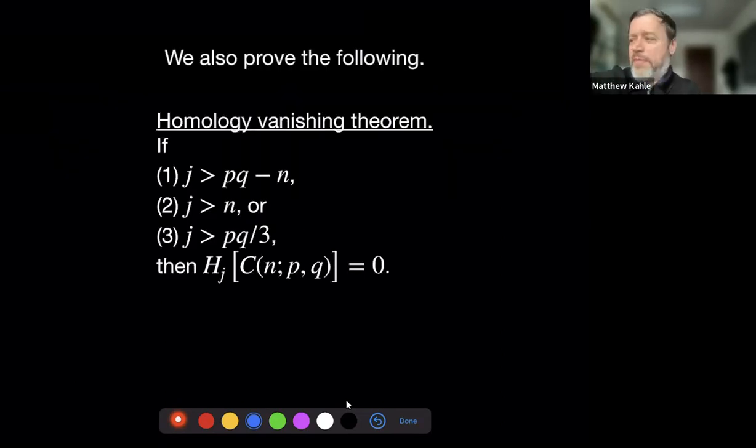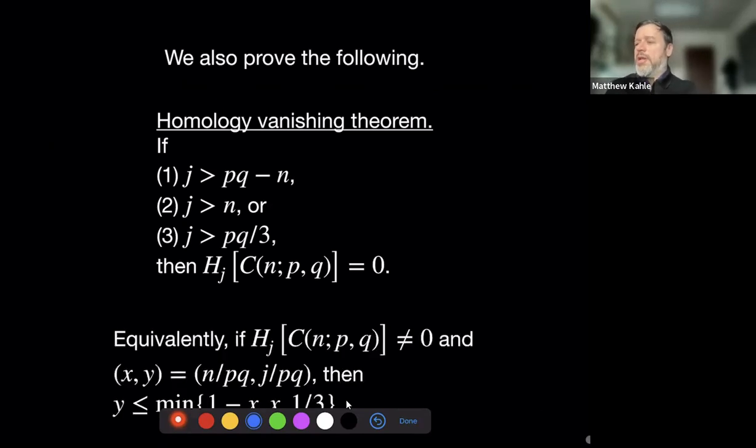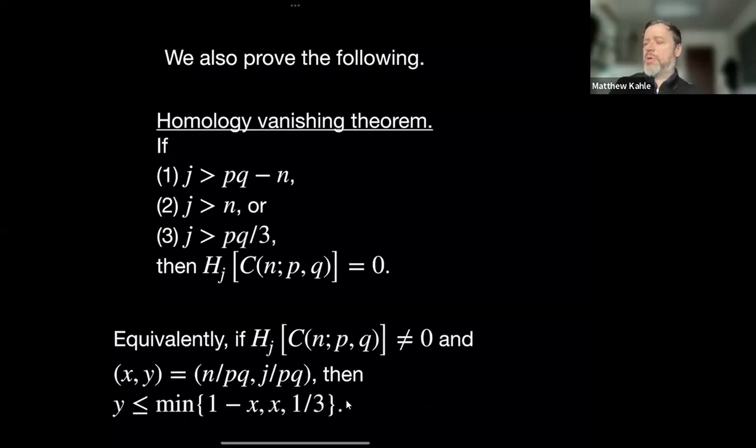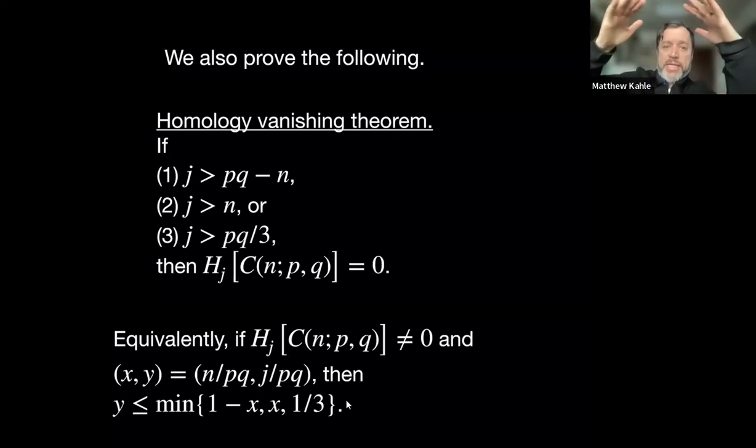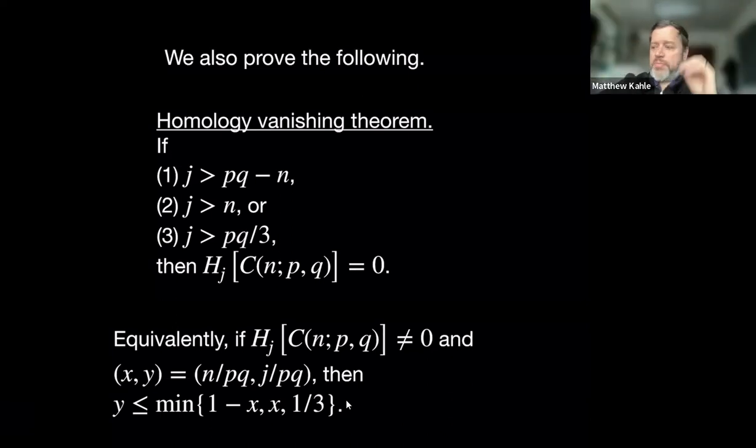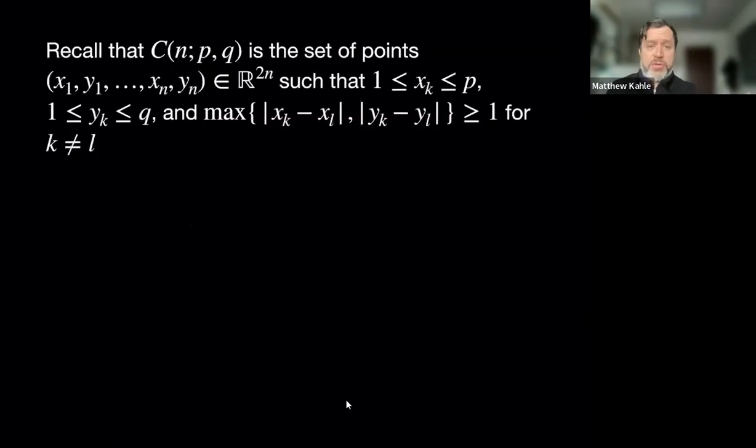Okay, so there is something different we have to do to prove homology vanishing. Notice that the first statement is purely in terms of J, P, Q, and N. If J is bigger than PQ minus N, or N, or PQ over 3, then homology is trivial. Or the way we stated it before, in area normalized coordinates, if homology is non-trivial, then Y is in that gray trapezoid bounded by 1 minus X, X, and 1/3. So how do we do that?